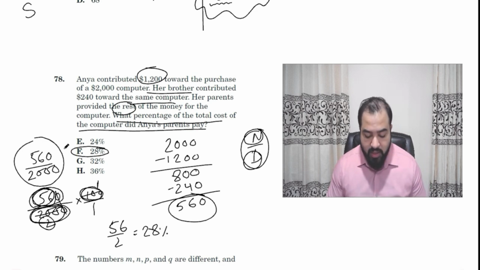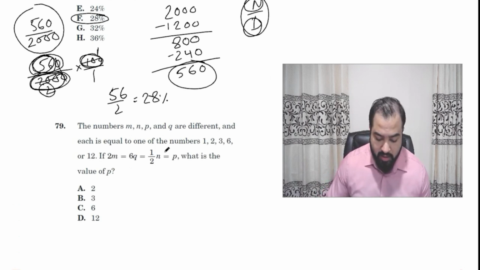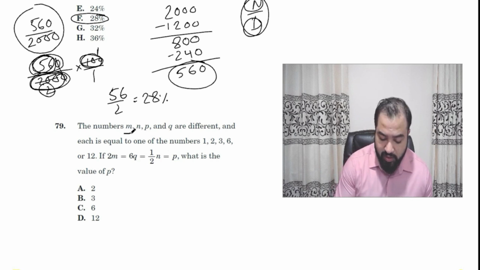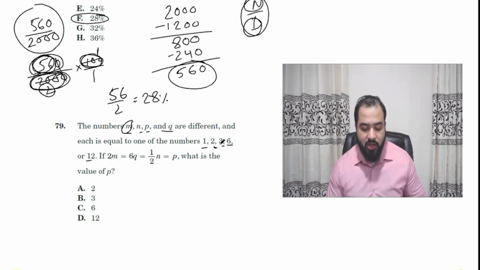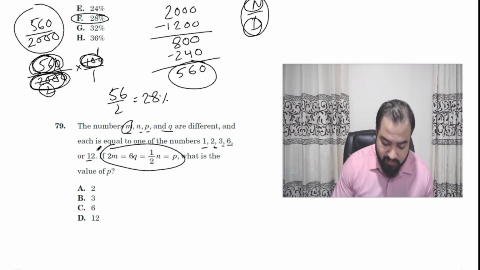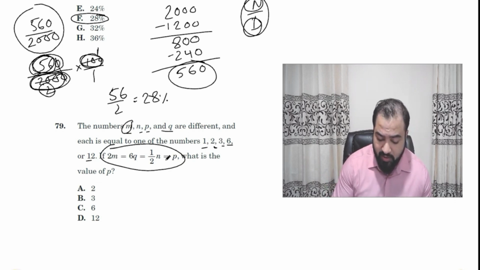All right, the next one is 79. Let's take a look at it. It says the numbers m, n, p, and q are different, and each is equal to one of these numbers: 1, 2, 3, 6, or 12. Can, let's say, m be 1/3? No, it has to be one of these numbers: 1, 2, 3, 6, or 12. Now they gave us a bunch of equations. They said 2m is equal to 6q is equal to half of n is equal to p. What they're interested in is the value of p.